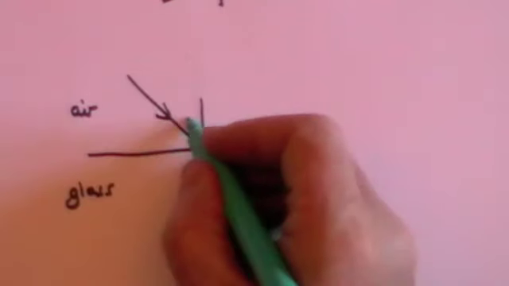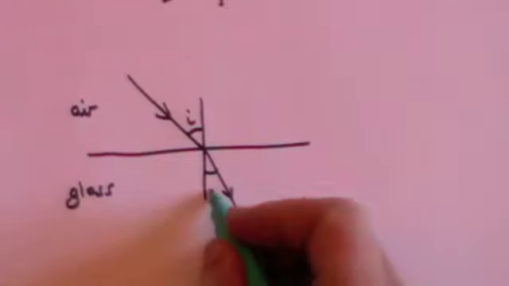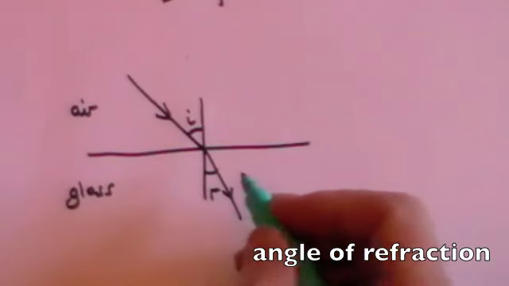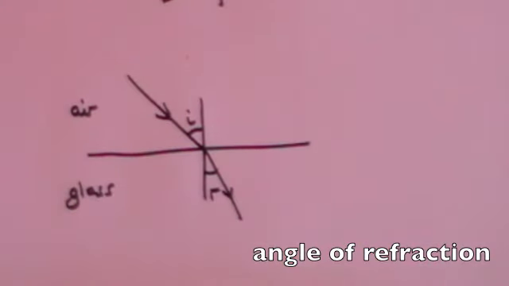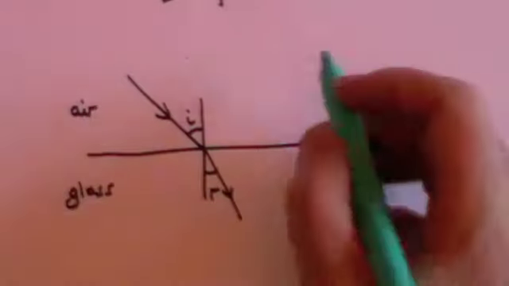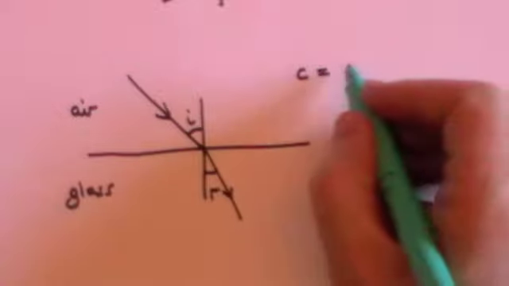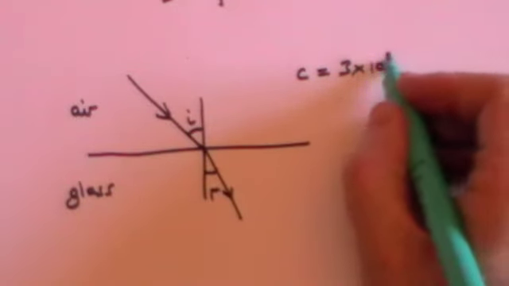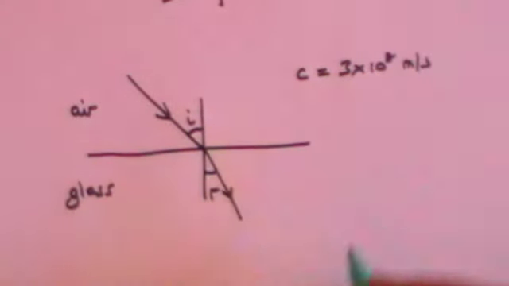This is the angle of incidence. This is the angle of refraction. We still use the letter R, but it's not reflection anymore. It is refraction. I can tell you that the speed of light in air, well, I've already told you that, is 3 × 10⁸ meters per second.